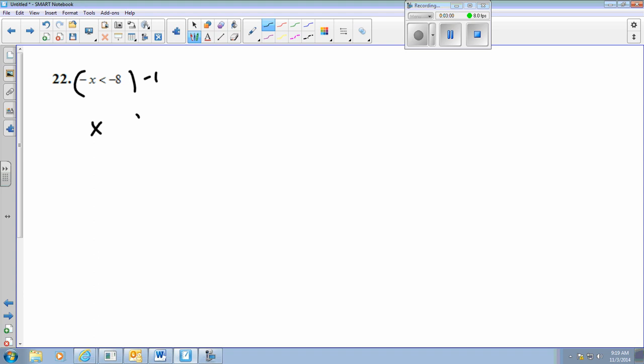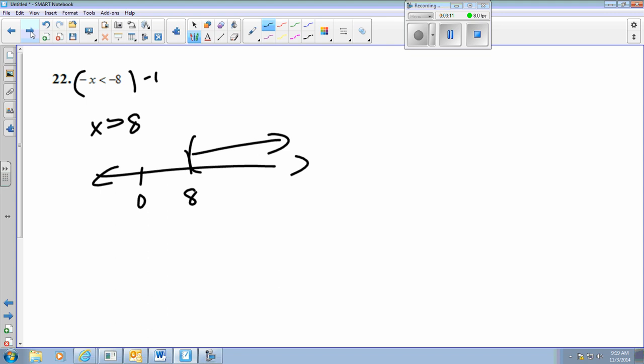For 22, to solve this, we're going to multiply both sides by -1. That gives me x and 8. Because it's a negative that we're multiplying by, we have to switch the sign. And here's my 0, here's my 8. It's greater than 8, so it's an arrow to the right.